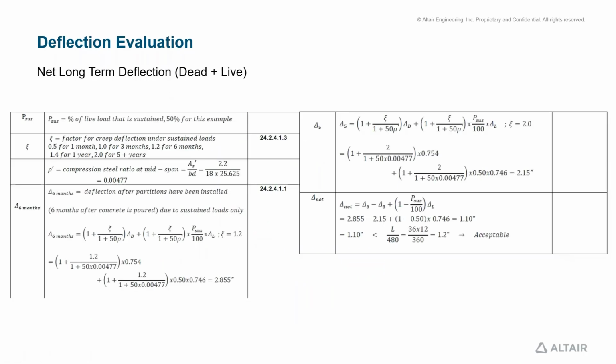Now, when we're looking at net long-term deflection, dead plus live loads, we've found that the net long-term deflection here equals 1.1 inches, and this includes shear deflection in the estimations.